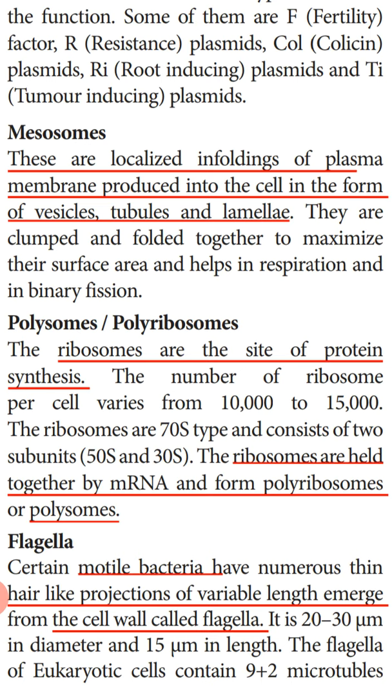Here, polysomes or polyribosomes: poly means many, so many ribosomes are present together. As we know, ribosomes are the site of protein synthesis. At the time of protein synthesis, the message from the DNA is carried to the messenger RNA. Over the messenger RNA, numerous ribosome units are arranged. Such a structure is called polysomes or polyribosomes. So ribosomes are held together by messenger RNA and form the polyribosomes or polysomes.